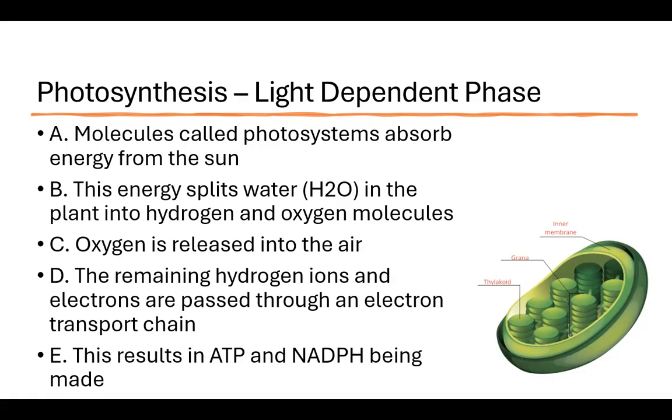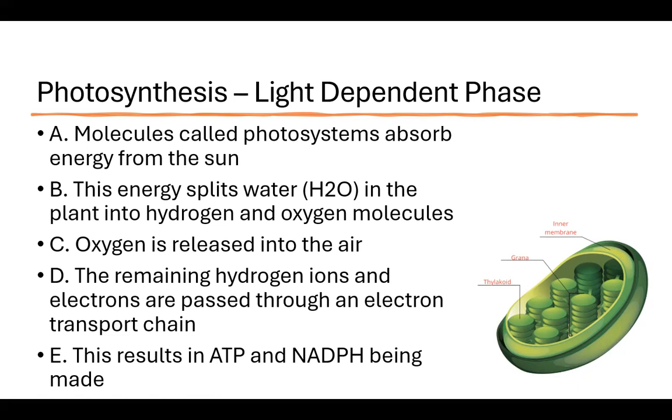Let's take a deeper look at photosynthesis, the light-dependent phase. So molecules called photosystems absorb energy from the sun. This energy splits water, which is H2O. For every 2 hydrogen, there is 1 oxygen, so H2O is water. So this energy splits water in the plant into hydrogen and oxygen molecules. In photosynthesis, oxygen is released into the air.